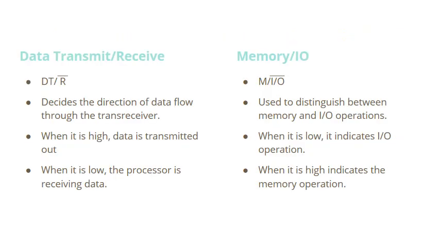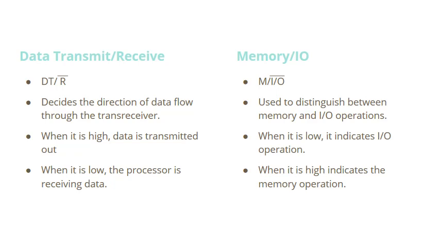Next we have the data transmit bar receive signal, which is indicated by DT bar R. This output is used to decide the direction of data flow through the transceivers, that is the bidirectional buffers. When the processor is sending out data, it is high, that is data is being transmitted out. And when it is low, it indicates the processor is receiving data.